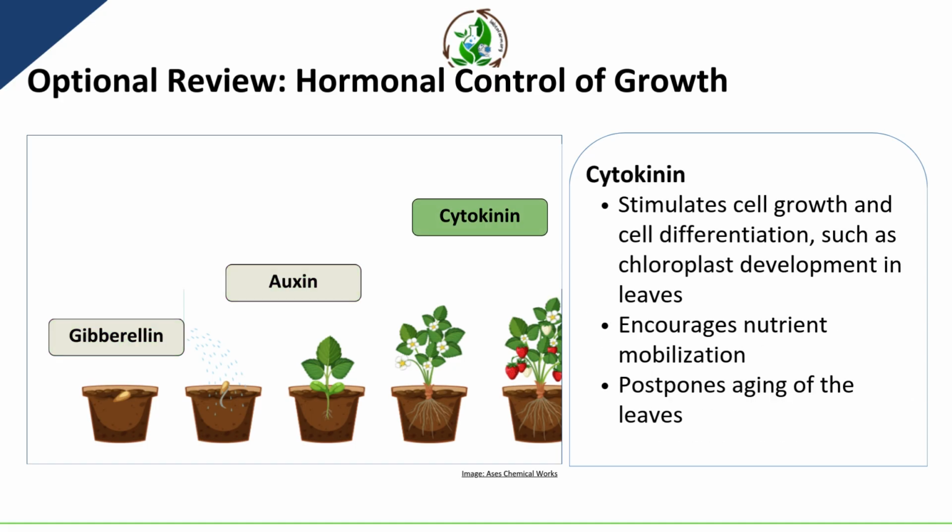This slide focuses on cytokinins and how they influence plant growth and development. During germination, cytokinins stimulate cell growth and differentiation, helping structures like chloroplasts develop in new leaves. They also mobilize nutrients, making sure energy and materials get to the parts of the plant that need them most, that is, from source to sink. Another important role of cytokinins is postponing leaf aging, keeping leaves healthy and productive for longer.